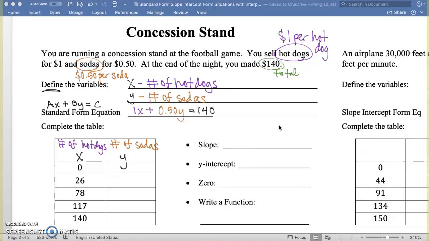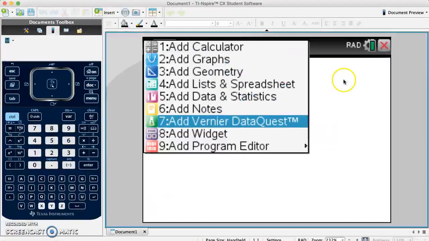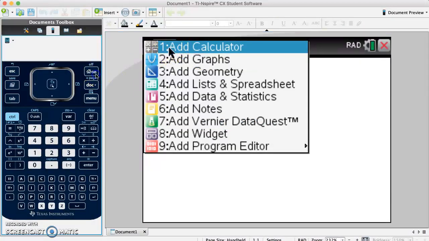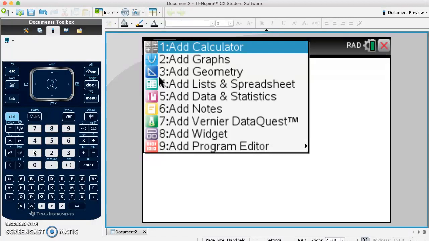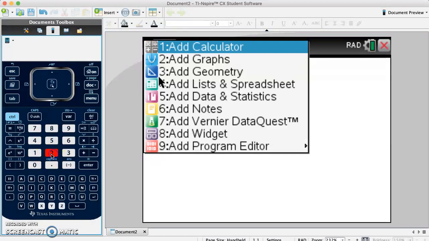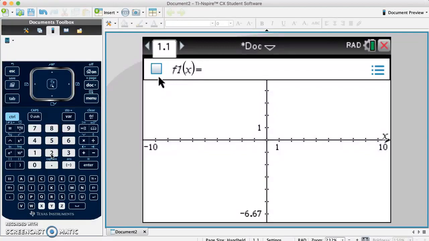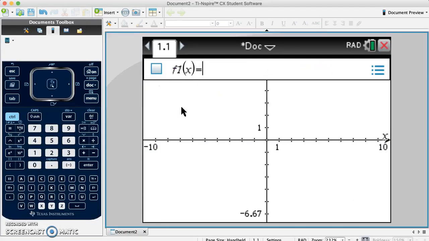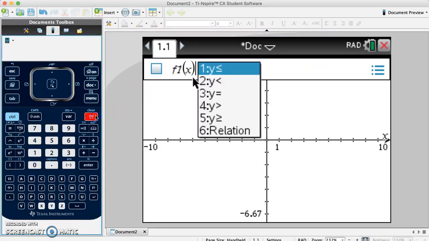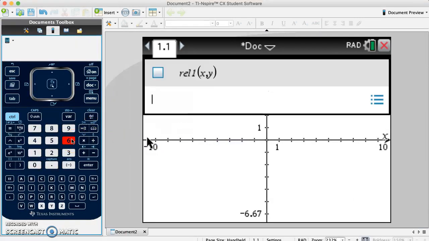Now, finding the values you should be able to do because we've done that plenty of times. So if we go over to our calculator, home, and then new document number 1. No, you don't want to save it if you're asked, and then add a graph. Because the equation we have is in standard form, it's not in function notation, then I have to delete the equal sign and add a relation, number 6, and then type in our equation.